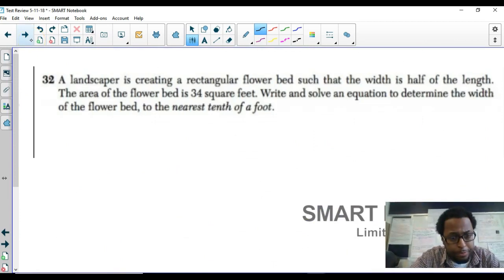Oh, this is a tough one. A landscaper creates a rectangular flower bed such that the width is half of the length. The area of the flower bed is 34 square feet. Write and solve an equation to determine the width of the flower bed to the nearest tenth of a foot.